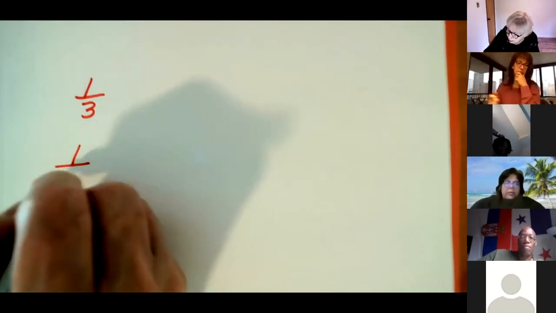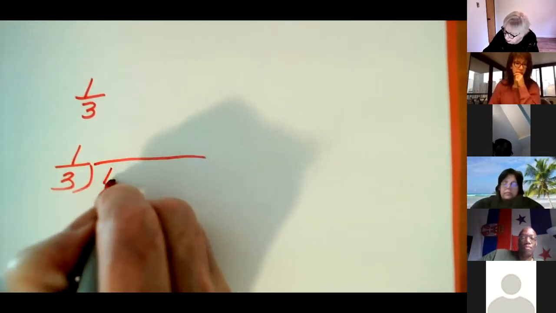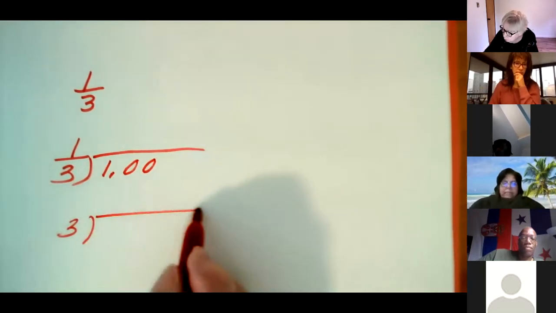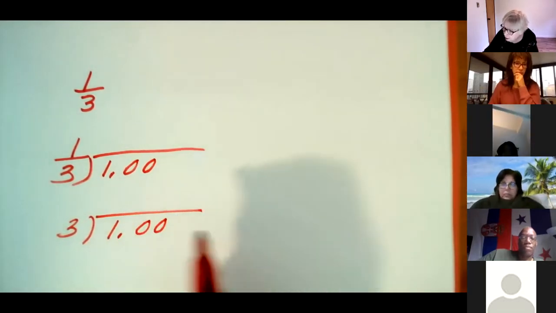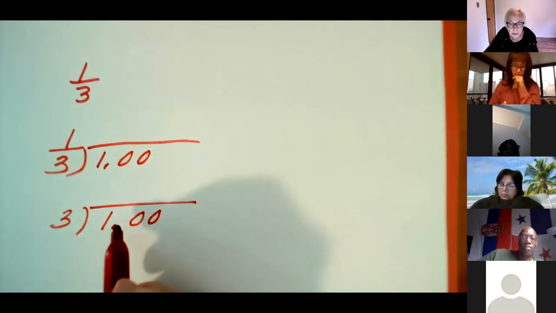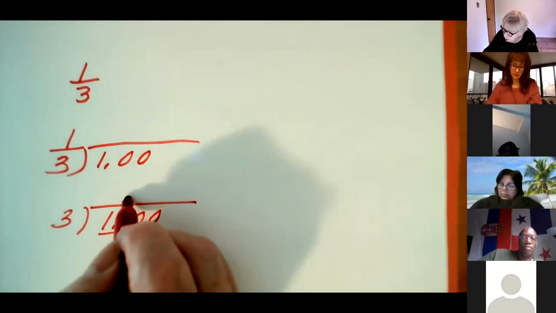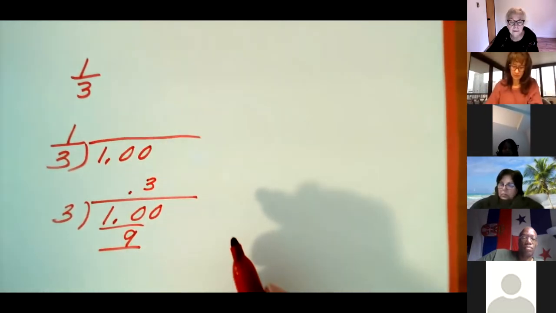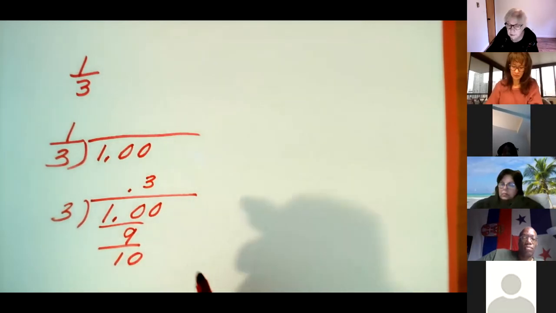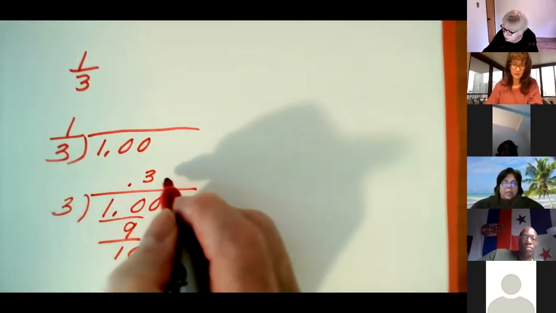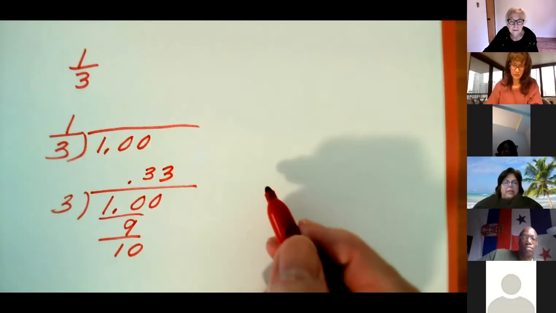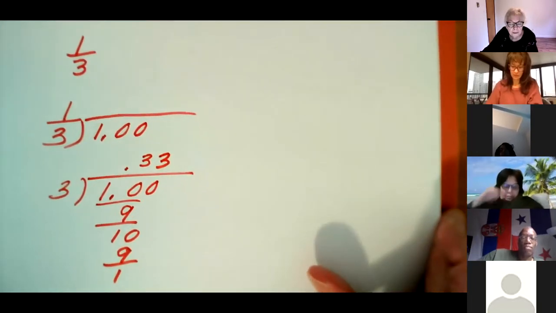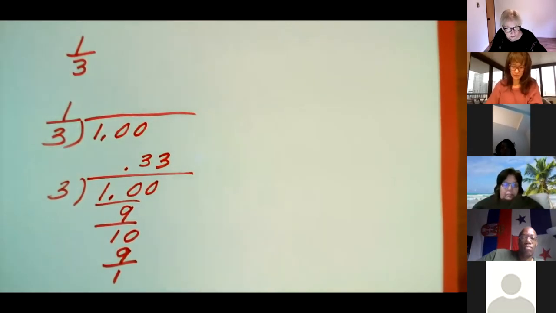If I start dividing and taking this into a percent, it's really 3 into 1, but I'm going to add a couple of zeros just to make sure. 3 into 10 goes, here's my decimal, 3. 3 times 3 is 9. 1 left over. You know what's going on here. 3 into 10 is 3. 3 times 3 is 9. 1 left over, and it's going to go on like that forever.